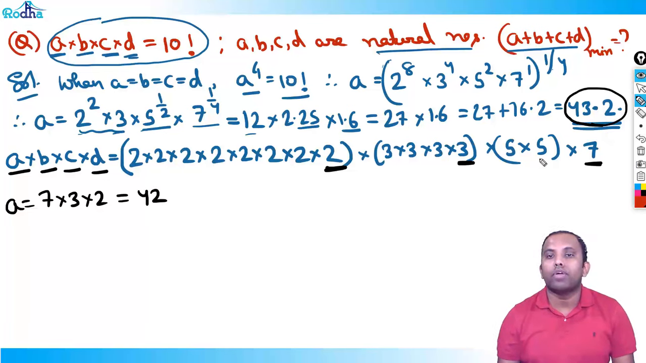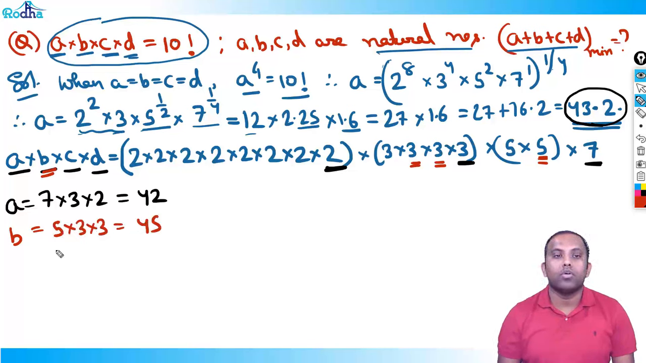Come for B. Take a multiple of 5. There are two 5s here. So a multiple of 5 around 43. Let's say 45. So for 45, what we need to do? 1, 5 and 5 into 9. That means 2 3s. So 5 into 9 will give me 45. So let's say B is equal to 5 into 3 into 3. That is 45.